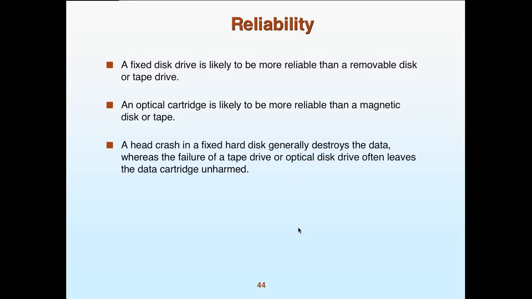So reliability. This disk drive is likely to be more reliable than a removable disk or tape drive. That's true. Optical disk drive is likely to be more reliable than magnetic disk or tape drive. That is correct as well. Head crashes on a fixed hard drive generally destroy the data. Yep, which is why when your computer falls down, if the head arm hits the disk's surface, it's called a crash. It's going to damage it. Failure of the tape drive or optical drives often leaves the data cartridge unharmed, usually. So hard drives themselves are kind of vulnerable.